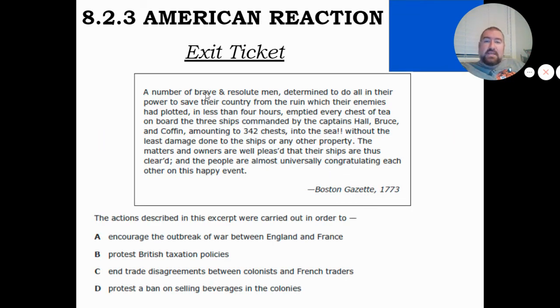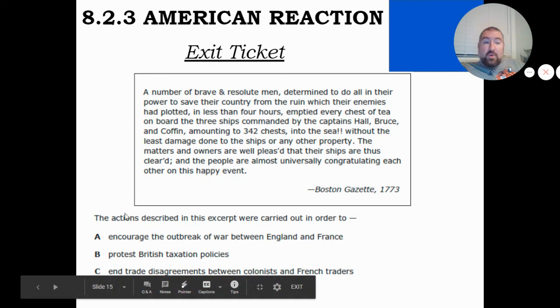So for your exit ticket, I would like you to read this little passage right here. And then as soon as you're done, take that black dot and place it over what you think the correct answer is.